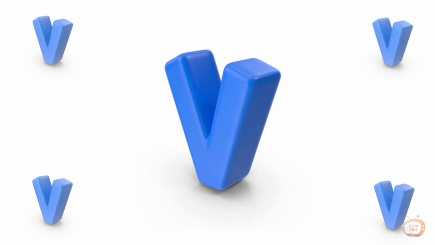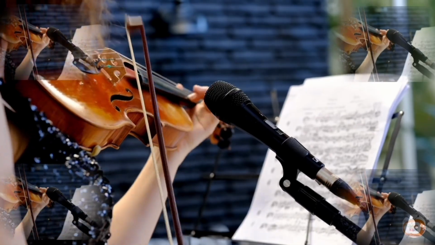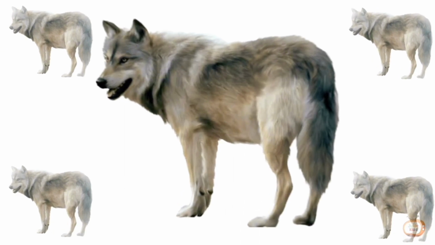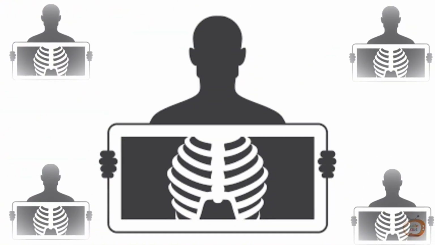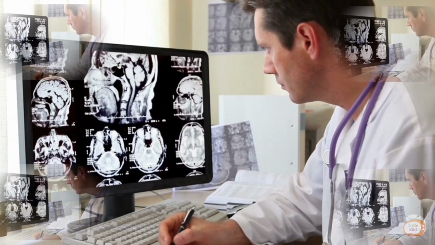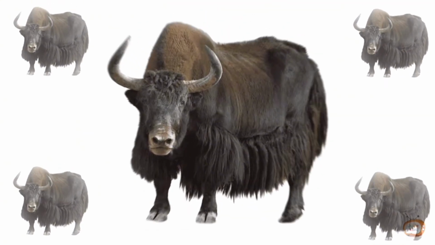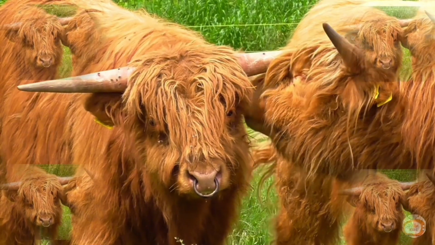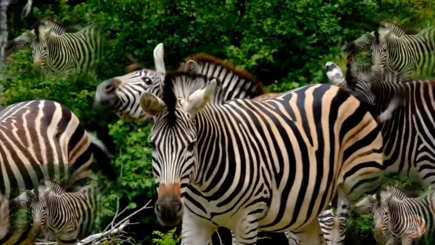Umbrella. U is for umbrella. V is for violin. Violin, V is for violin. W is for ball. X is for extra. Extra, X is for extra. Y is for york. Z is for zebra. Zebra, Z is for zebra.